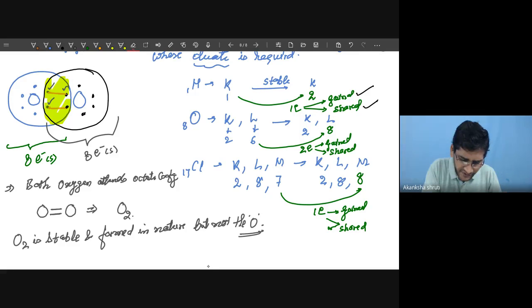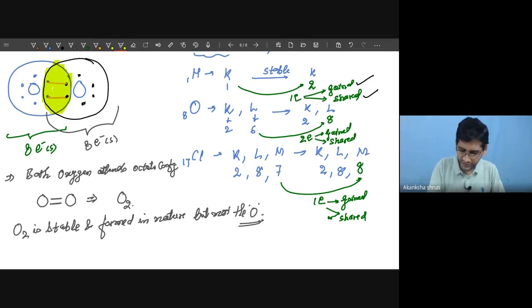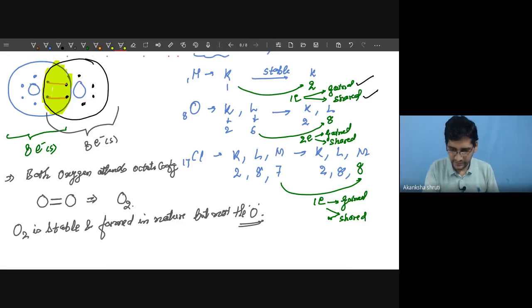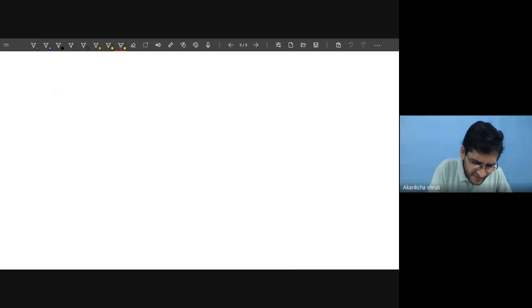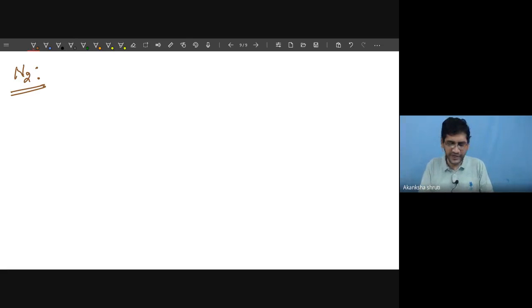Let us go for N2. How is the structure of N2? How is nitrogen forming the bond? So students, let us go for the structure of N2. How is the structure of this N2? Now, students, please draw the structure quickly. I will give you 1 minute.